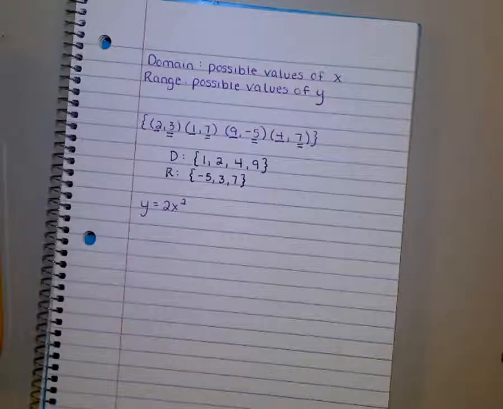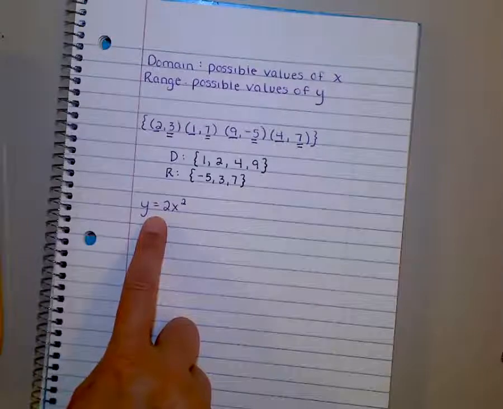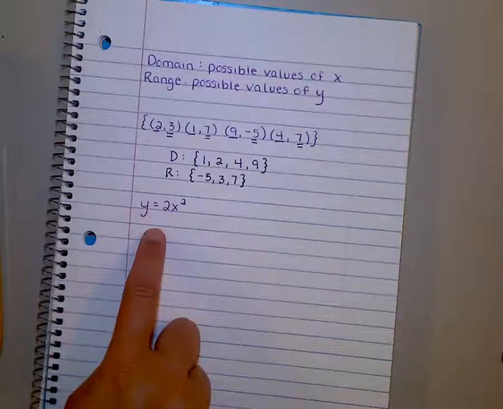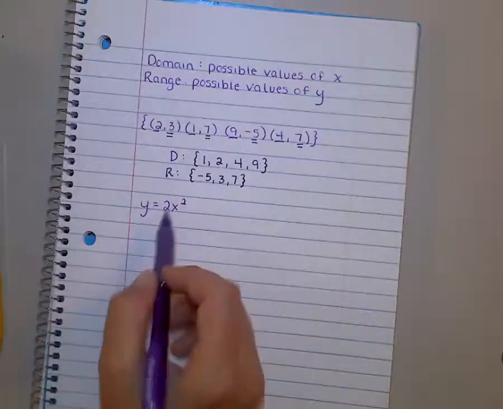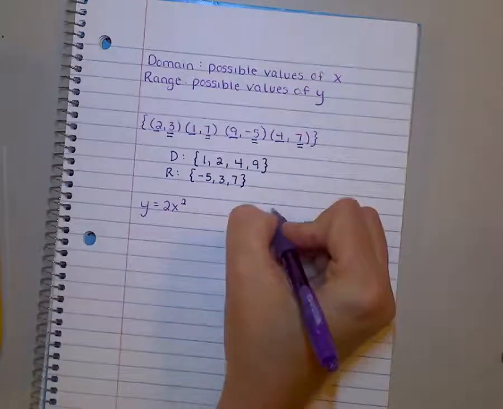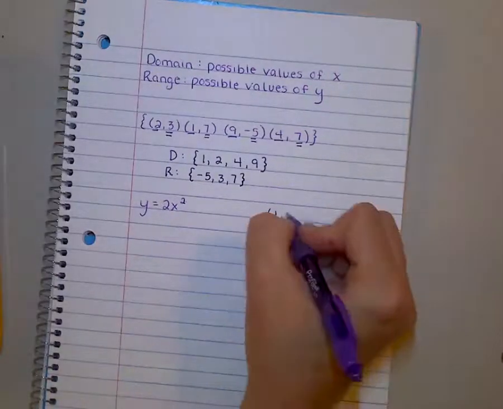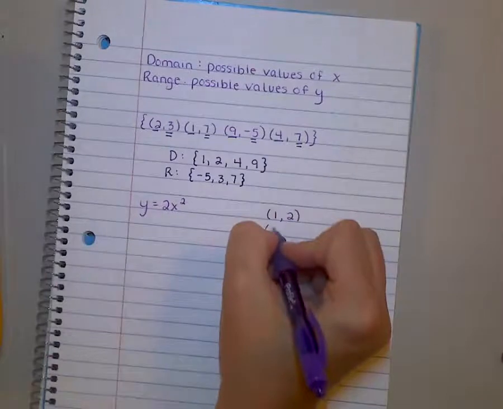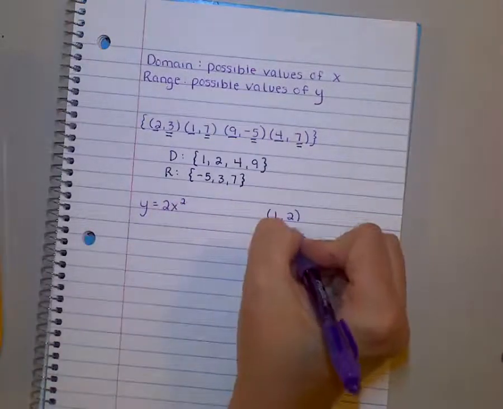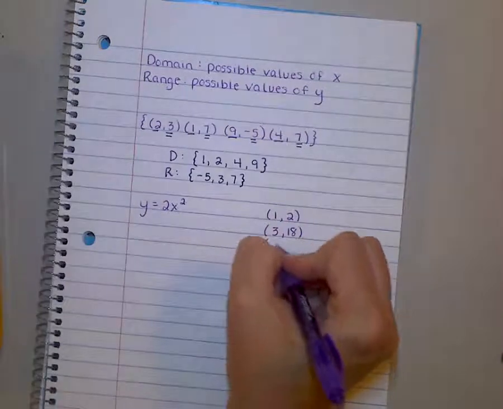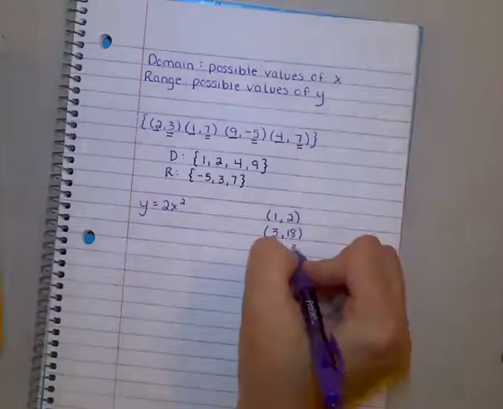It gets a little bit hard when you get something like this, y equals 2x squared, because this really represents an infinite number of ordered pairs. I could plug in a 1, for example, and 1 squared is 1, so 2 times 1 would give me 2. I could plug in a 3, and 3 squared is 9, 2 times 9 is 18. I could plug in a -4. Negative 4 squared is 16, 2 times 16 is 32.